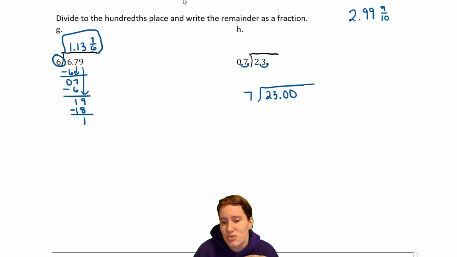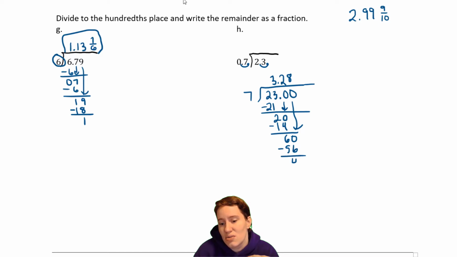7 doesn't go into 2. 7 goes into 23 3 times. 7 goes into 20 twice. And you have 6 left over, so we're going to drop down this 0. 7 goes into 68 times, and we're going to do minus 56, so we get 4. So we're going to write 4 over 7 right here, and this is our answer.